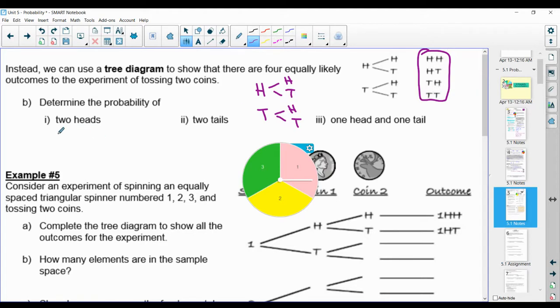So the probability of getting a heads and a heads is 1 out of 4. The probability of getting a tails and a tails is 1 out of 4. But the probability of getting a heads and a tails or a tails and a heads is 2 out of 4, which is 1 out of 2.